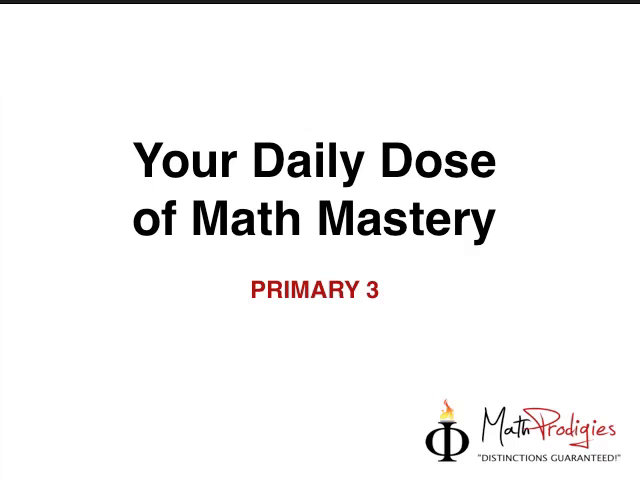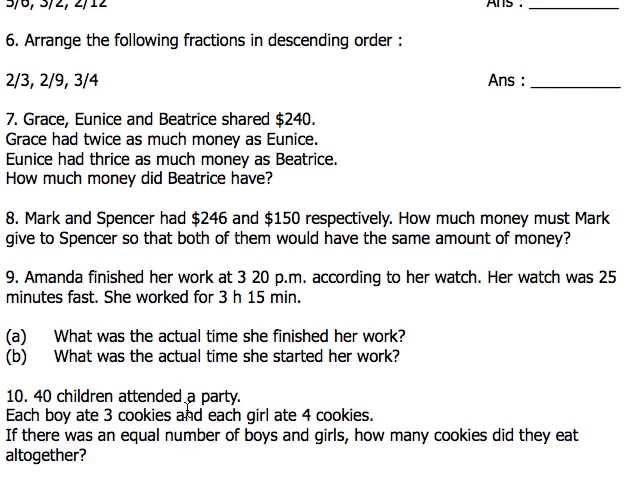Okay, let's take a look at the question right now. The question says this: Amanda finished her work at 3:20 p.m. according to her watch. So let's imagine for a while. Amanda is looking at her watch and her time says 3:20. That's when she finished her work. Now, her watch was 25 minutes fast.